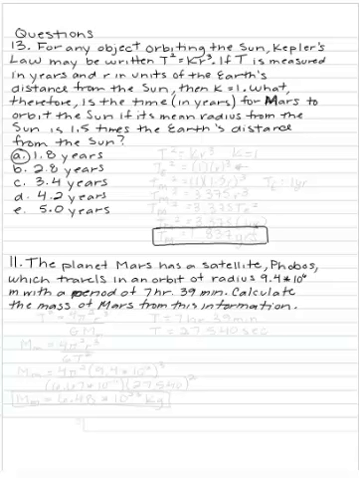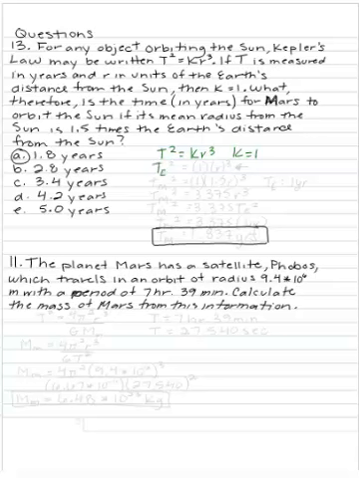The next problem is number 13 of the multiple choice, and it says, for any object orbiting the Sun, Kepler's law may be written T squared equals k times r cubed. If T is measured in years and r in units of the Earth's distance from the Sun, then k equals 1. What, therefore, is the time in years for Mars to orbit the Sun if its mean radius from the Sun is 1.5 times the Earth's distance from the Sun? So we are going to solve for the period of Mars using Kepler's law, which is that T squared equals k r cubed. And they give us that k equals 1.